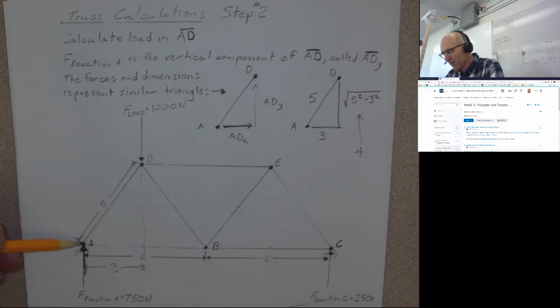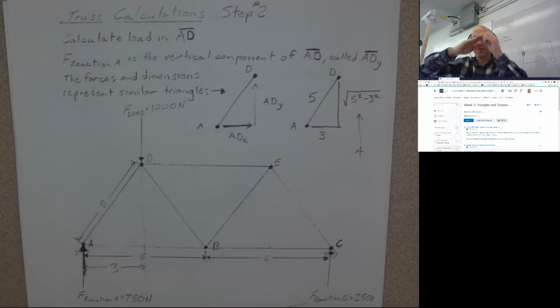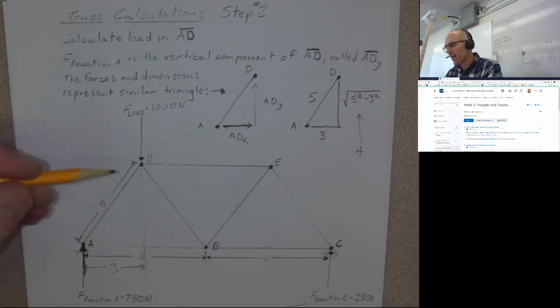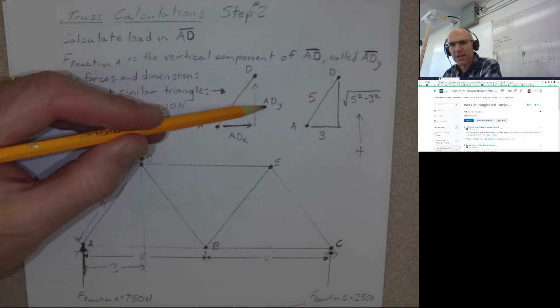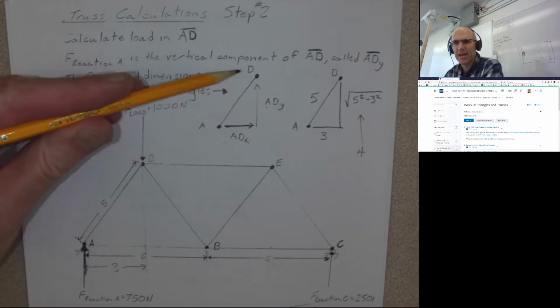AB can't support any vertical force because there's no vertical component to that member. That member is purely horizontal. And if you push up on this end, it would just rotate on its own. But because there is a vertical component to AD, that one can support vertical force. And that vertical force, that 750 newtons, is going to be the vertical component of vector AD.